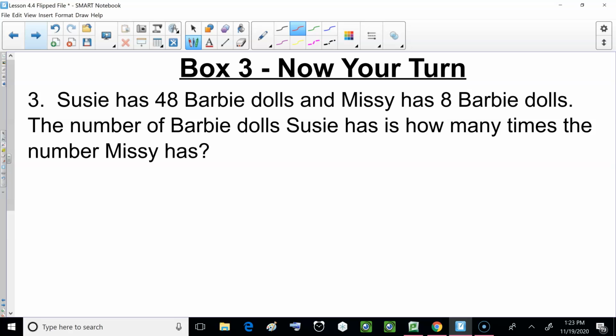And a word problem for you to solve. Susie has 48 Barbie dolls and Missy has 8 Barbie dolls. The number of Barbie dolls Susie has is how many times the number Missy has?